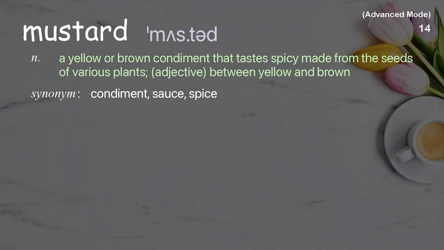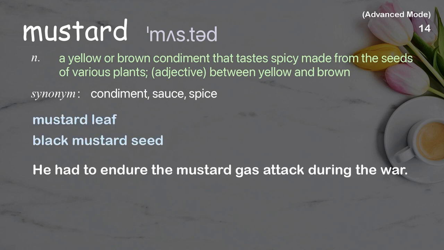Mustard. A yellow or brown condiment that tastes spicy, made from the seeds of various plants. Adjective: between yellow and brown. Examples: mustard leaf, black mustard seed. He had to endure the mustard gas attack during the war.